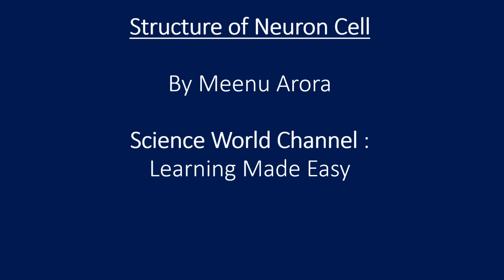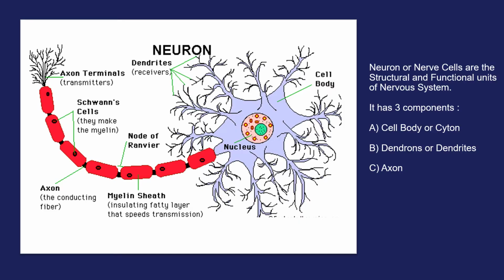Hello students, today we are going to discuss the topic structure of neuron cell. Neuron or nerve cells are the structural and functional unit of nervous system.